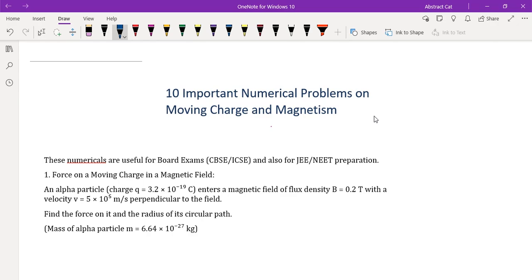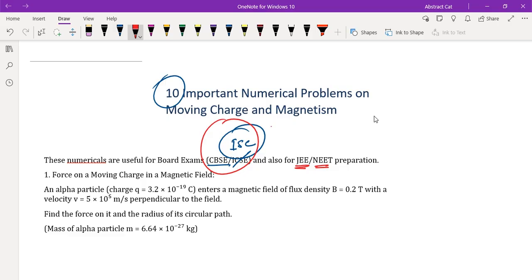Hello. So today we solve moving charge and magnetism numerical problems. Here are the 10 best numericals for the ISC board. They are mainly important in the board exam and are also the basis of JEE and NEET preparation. You know the formula, you can apply it here and you get the final answer.